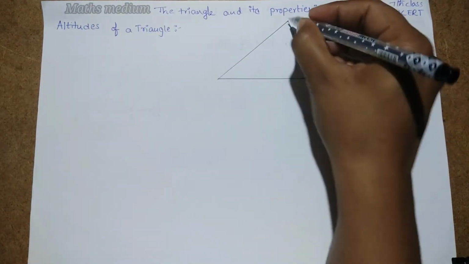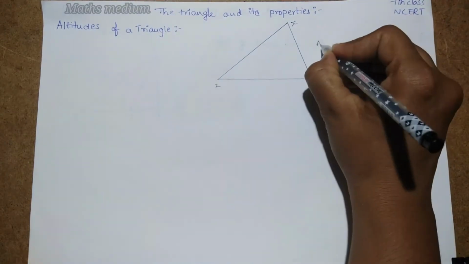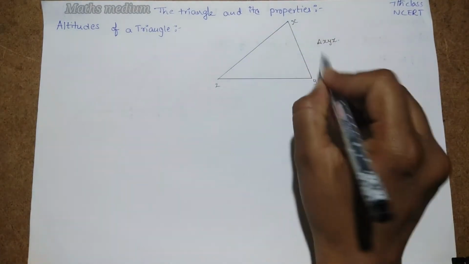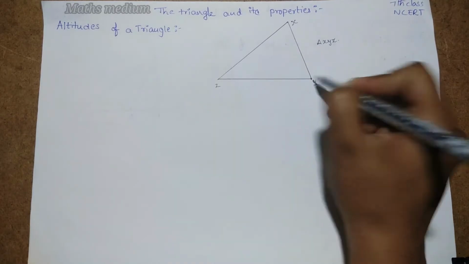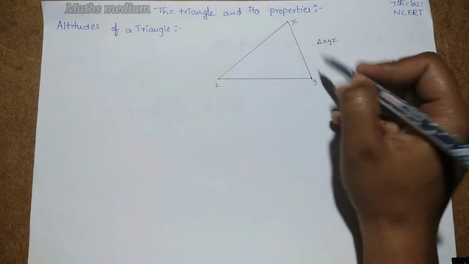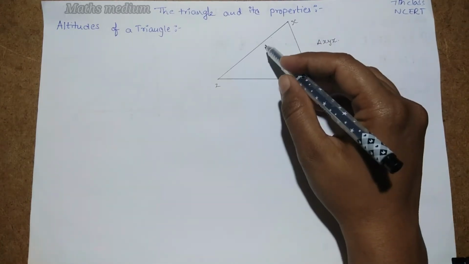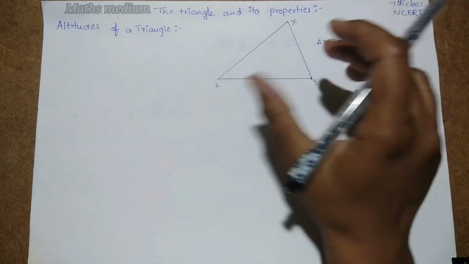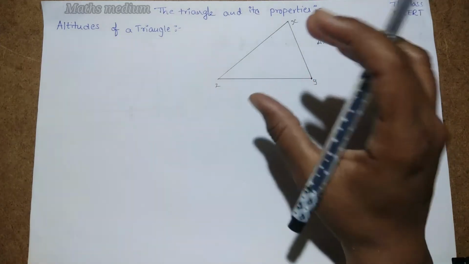If you take this as a triangle X, Y and Z, name it as triangle XYZ. If you take any vertex of this, I am taking vertex Y. If you choose this vertex and draw a line to the opposite side of this vertex, such that the line makes 90 degrees with the opposite side, that is called an altitude of a triangle. That is the definition of the altitude of a triangle.